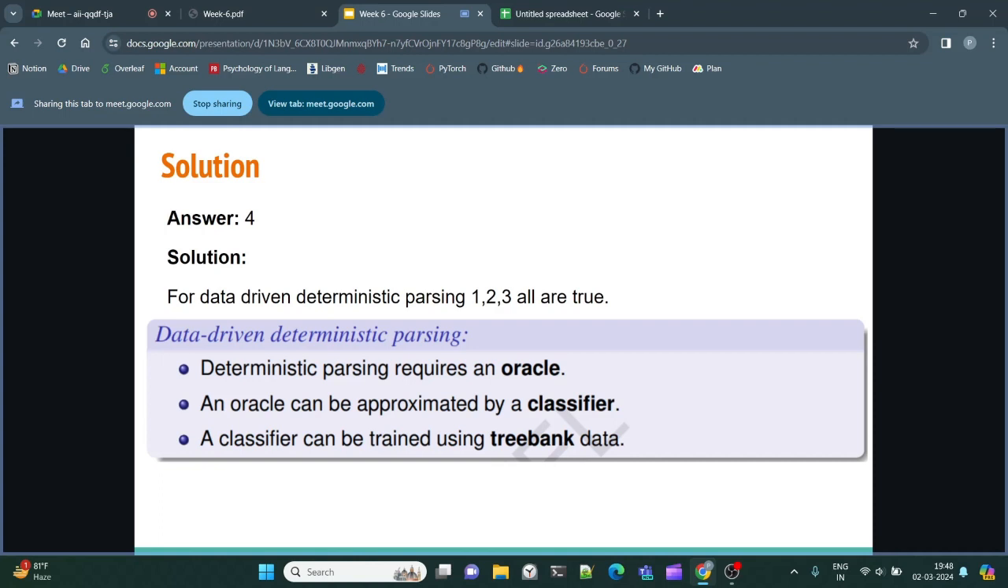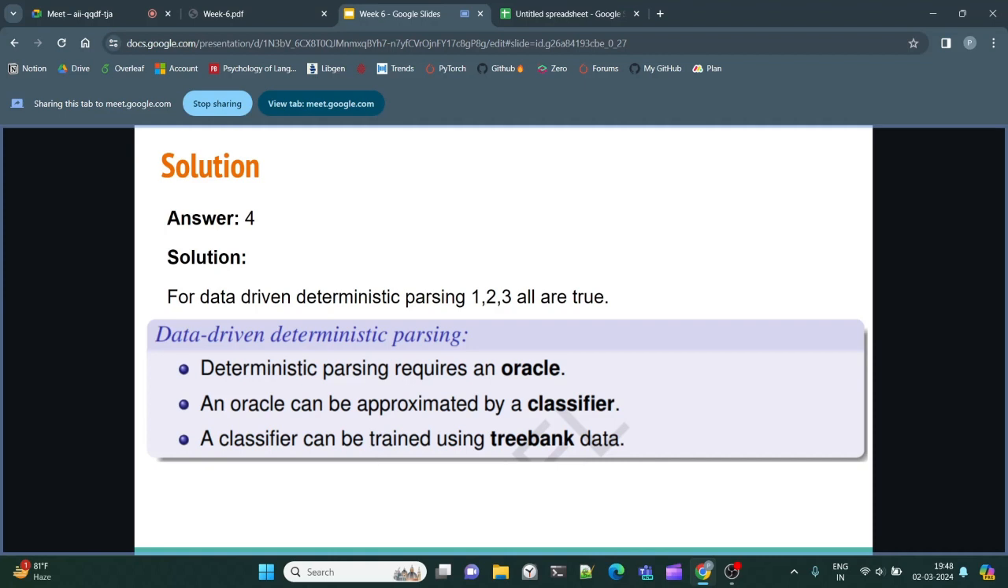So we observe that in data-driven deterministic parsing, we require an oracle. The oracle is required so that it can be approximated by a classifier. A classifier is required because at each step we need to take decisions from multiple options. So that is why we need a classifier.